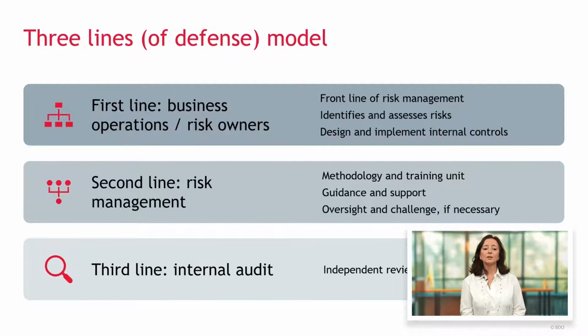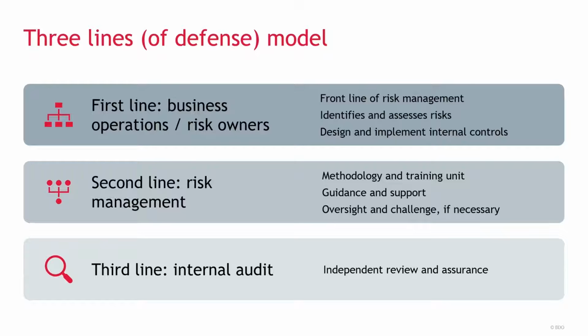But consider the first line, which can also be called the risk owners, the front line of risk management. That's where risk is identified, assessed, mitigated, and reported. The second line, which confusingly is called the risk management function, is actually more a risk methodology function. The second line is the guardian of the methodology and the framework, and they have a big role in training the rest of the business in what good risk management looks like.